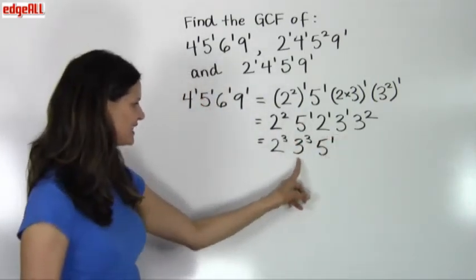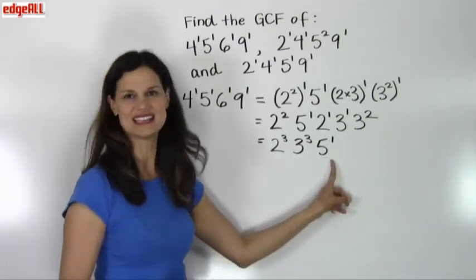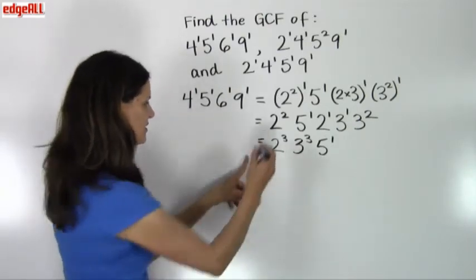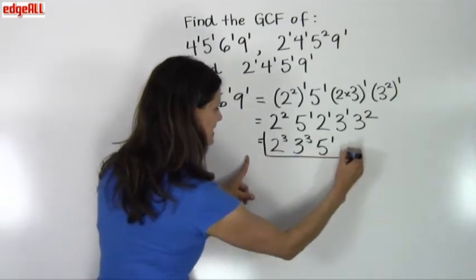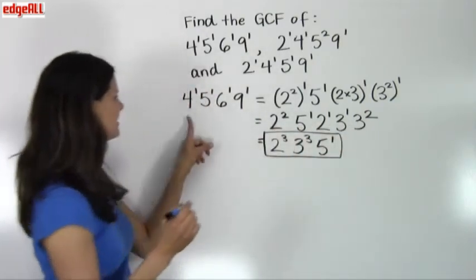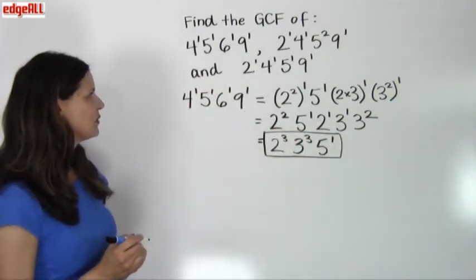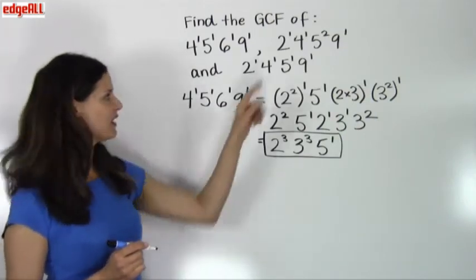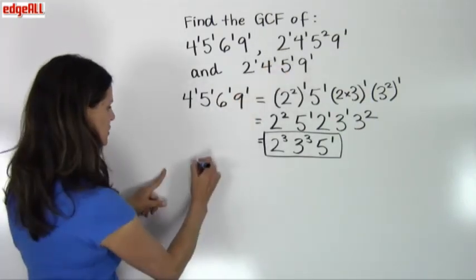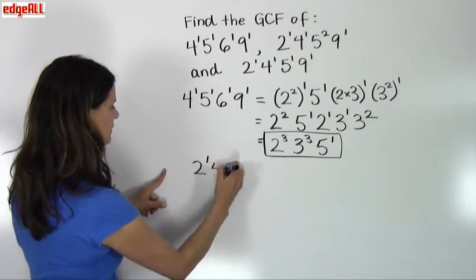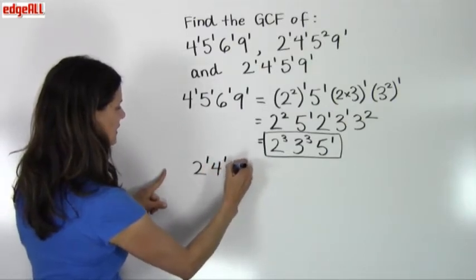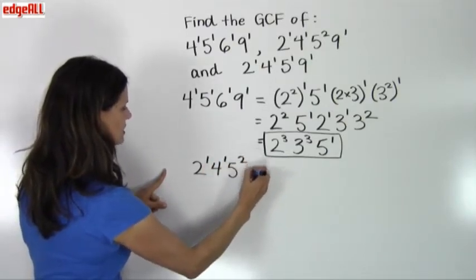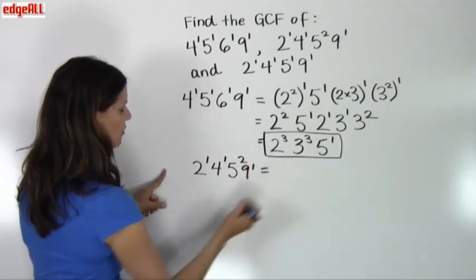And it's good to write these in order of least to greatest with the primes. So this is the prime factorization of this number here. We're going to do the same thing now with our second number. 2 to the power 1, 4 to the power 1, 5 to the power 2, 9 to the power 1.